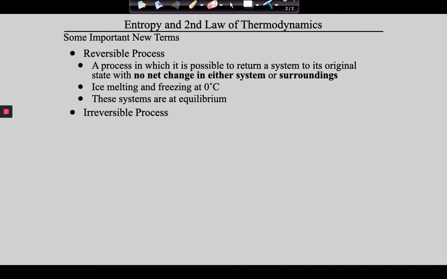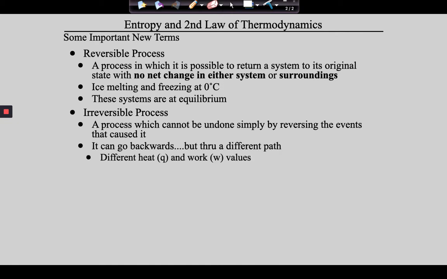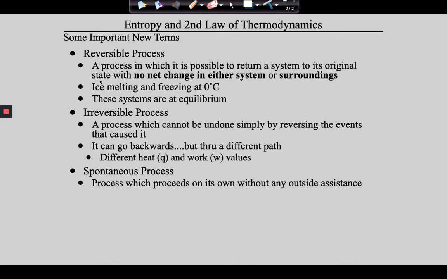So let's pull those ideas together. Irreversible is a process which cannot be undone simply by reversing the events. Our example of that is the egg, but it can go backwards. Understand that it can go backwards, but it doesn't go backwards on its own. It has different heat and work values. And then this is where these two ideas come together. I know that you're seeing this, but let's formally say it. If something is spontaneous, it's a process which proceeds all on its own, and it has a direction that is spontaneous, and therefore it's irreversible.